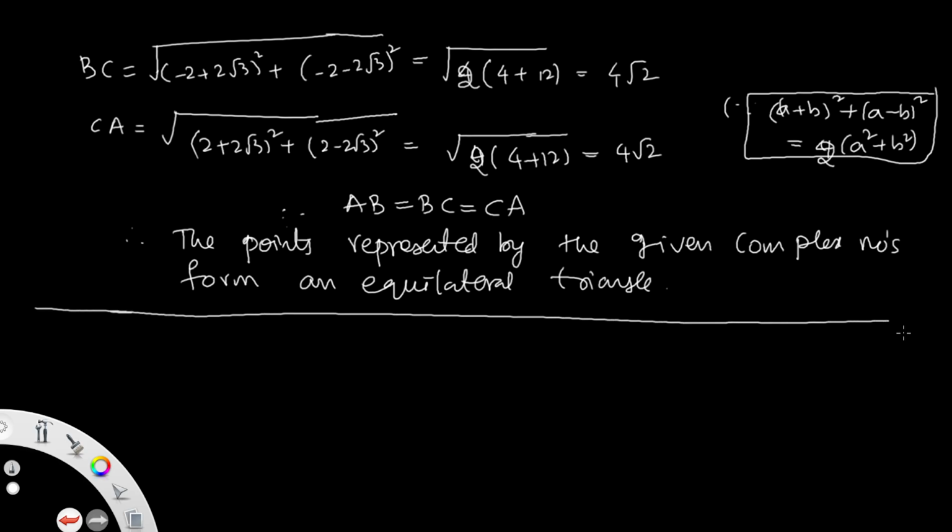In the same way, another question is there. Show that the points represented by the given complex numbers in the Argand plane form a square. The points are given to prove that it is a square. Same method, same problem, only the figure is different.